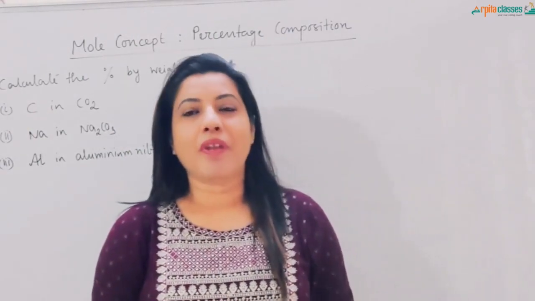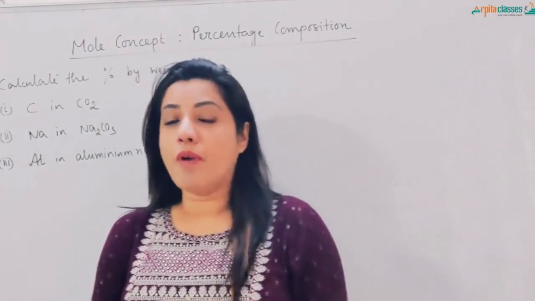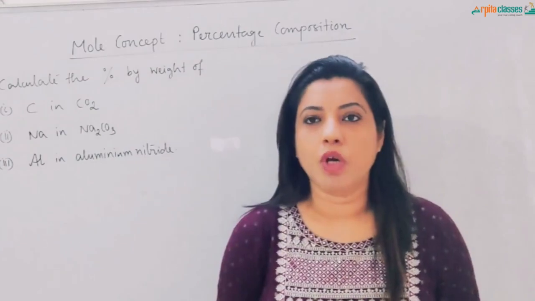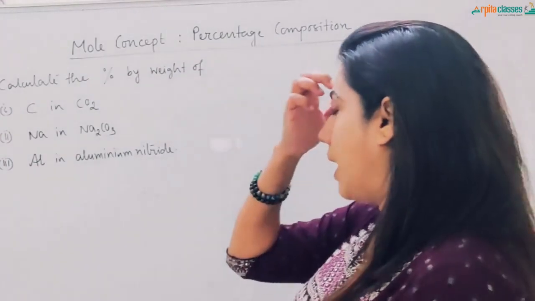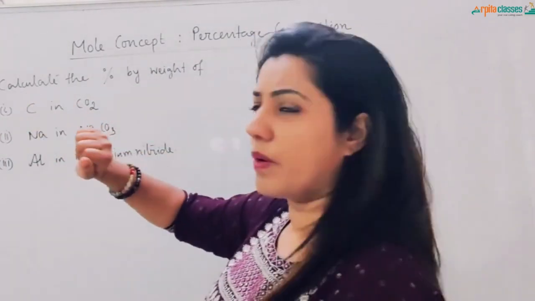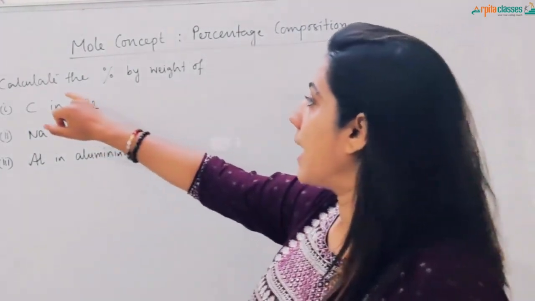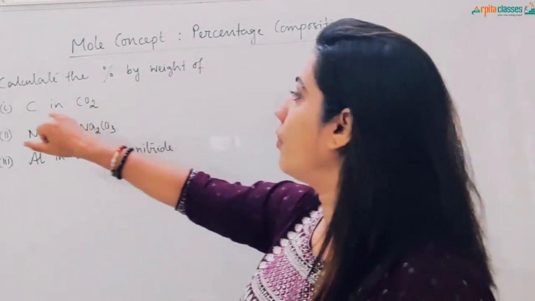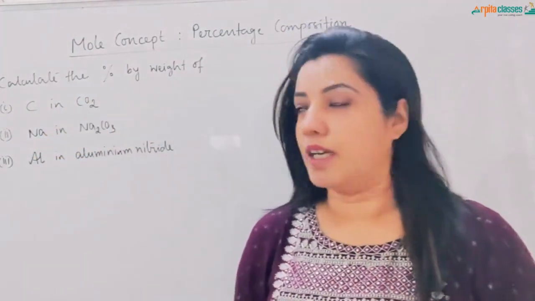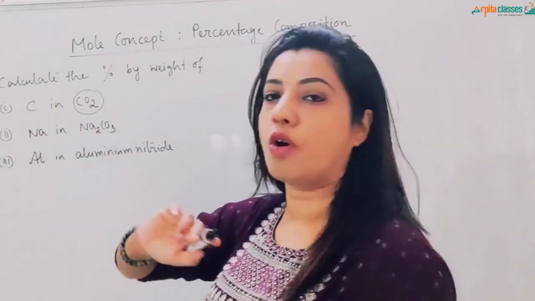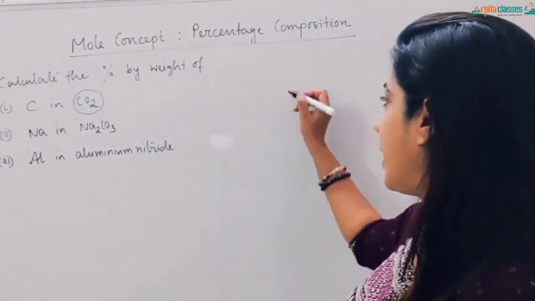Let's get started. If we have to find out the percentage of a particular element in a compound, what is to be done? This is the first question, a very basic one: calculate the percentage by weight of carbon in carbon dioxide. So the compound is carbon dioxide and you have to find out the percentage of carbon. What is the formula? Let us first find out.